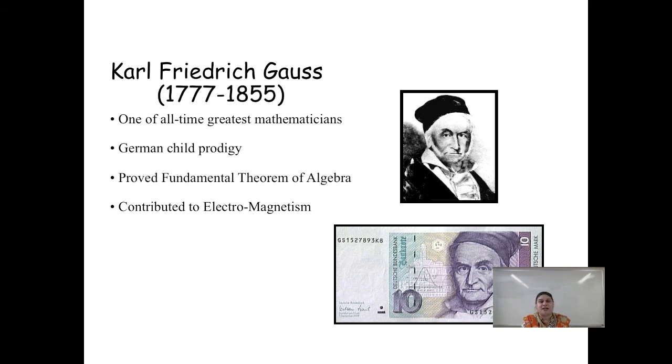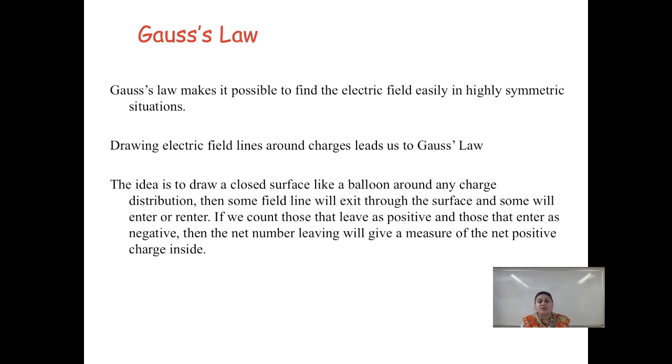Now let's talk about what is Gauss's law. Well, Gauss's law is named after Mr. Gauss. He was one of the greatest mathematicians who ever lived, and he did a lot of work with math and physics. Gauss's law makes it possible to find electrical fields easily in highly symmetrical situations. What we do is we draw electrical lines around charges that leads us to Gauss's law. The idea is to draw a closed surface like a balloon around any charge distribution.